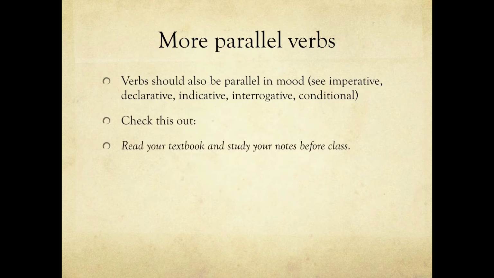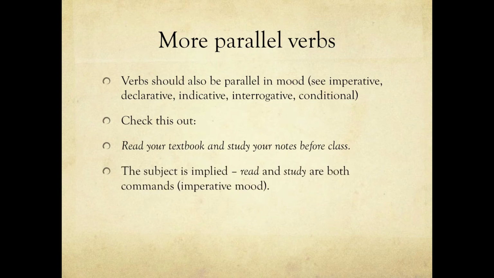We want to be sure that our moods are the same in our paragraph or in our sentence. And read your textbook and study your notes before class is an example of, we have two independent clauses here that are both written in the imperative mood, right? Because we will remember that the imperative mood is when we are giving a command. Read your textbook, that's a command. Okay? You is the implied subject there. Study your notes before class, that's a command. Okay? So both of these two independent clauses are imperative, right? We're not switching mood mid-sentence here.